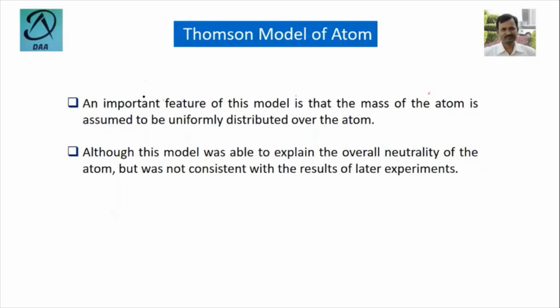Now, how do we explain these 5 points, whatever we discussed, to get the right model of atoms? In this Thomson model of atoms, an important feature is that the mass of the atom is assumed to be uniformly distributed over the atom. This is point number 1. Second point, although this model is able to explain the overall neutrality of the atom, it is not consistent with the result of later experiments, mainly by Rutherford, which we'll explain in the next class, class number 013.